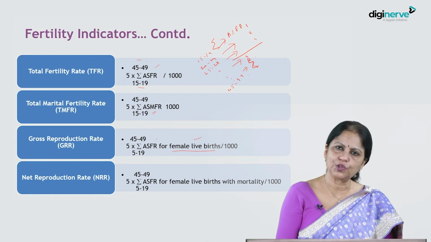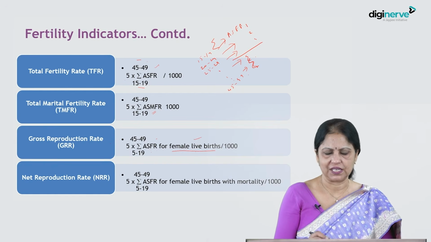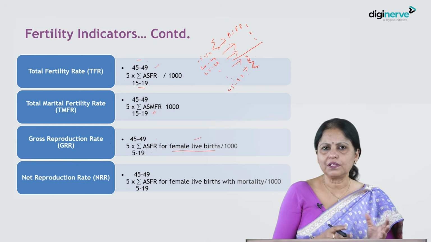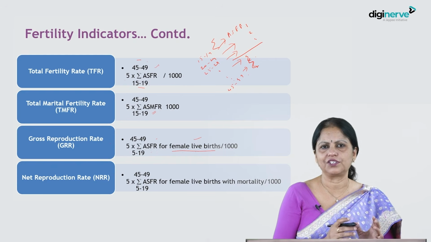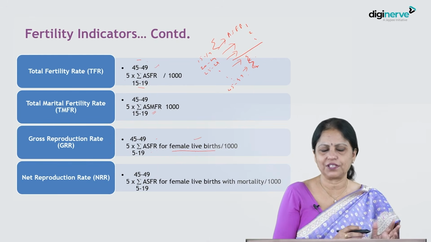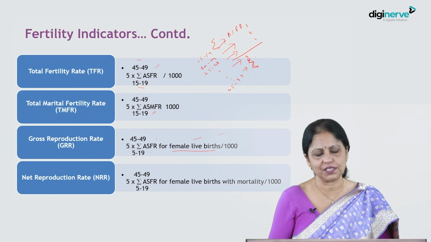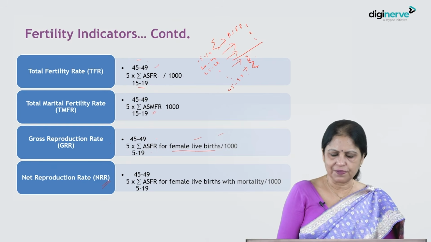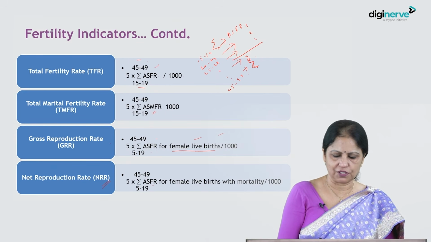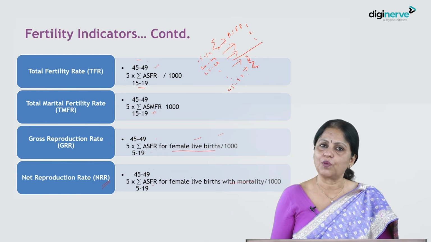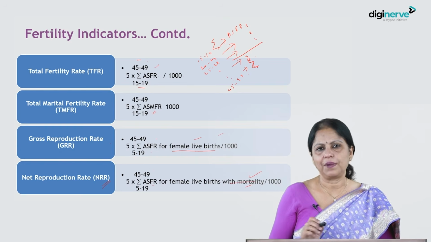It means the population is going through the same age-specific fertility rate as the prevailing rate. But here we do not take mortality. All the newborn girl children born won't survive, because some will die, because mortality also exists in the population. But here we have not considered mortality. So we have another indicator, the net reproduction rate, which is the same thing: the summation of the age-specific fertility rate in the reproductive age group, into 5, for female live births, considering mortality, with mortality divided by 1000. All these formulas you have to memorize.